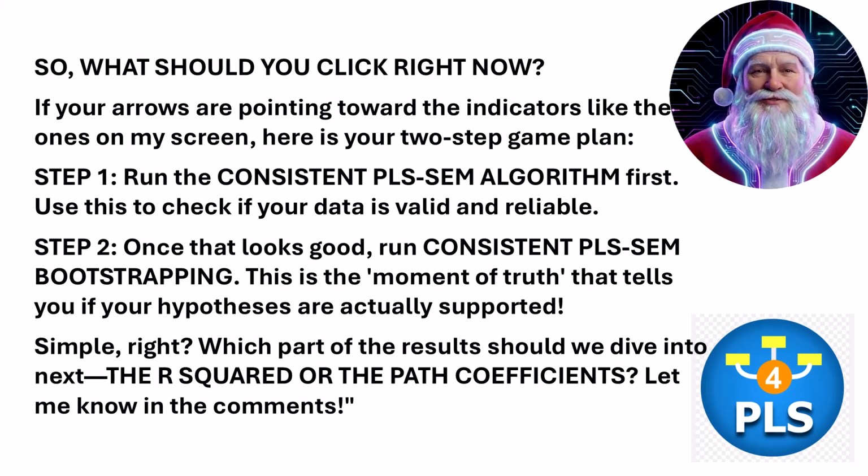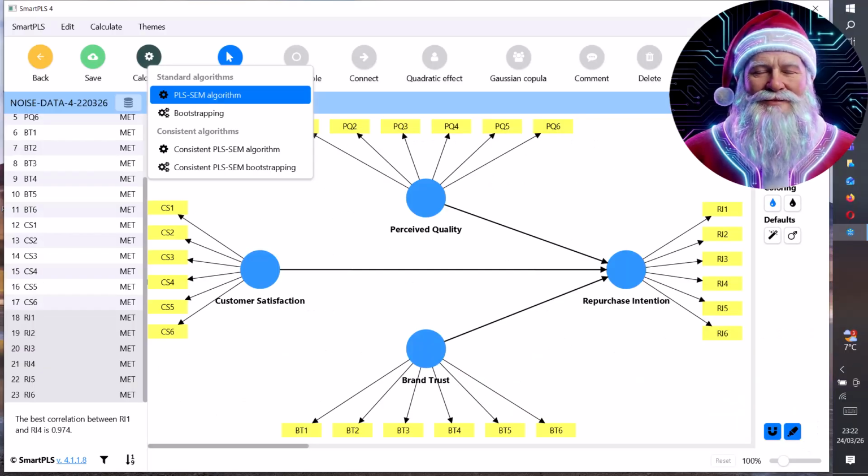You only want to use these consistent versions if your model is what we call reflective. Just take a look at your screen right now. Are your arrows pointing away from the blue circles and toward the yellow boxes? If they are, like the ones I have here, then you are in the reflective zone. So, what is your game plan for today?